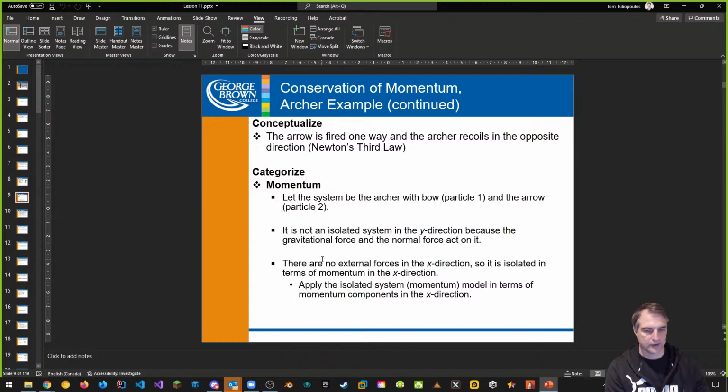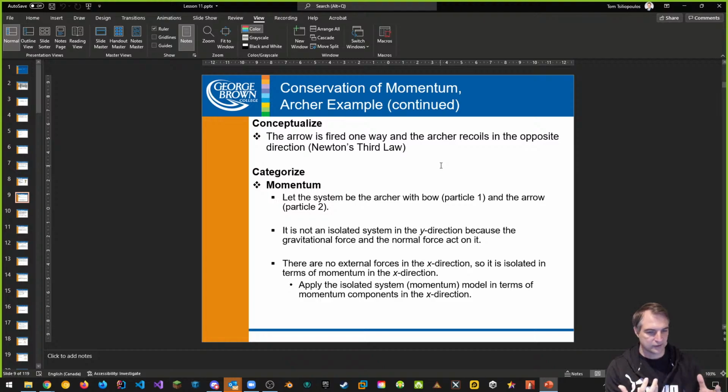So again, conceptualize. The arrow is fired one way and the archer recoils in the opposite direction. So we're using Newton's third law. For every action, there's an equal and opposite reaction. That's Newton's third law, right? So now we're going to categorize. We're going to use momentum, right? And we're going to say, let the system be the archer with the bow. That's particle 1. And the arrow be particle 2, or the second part of the system.